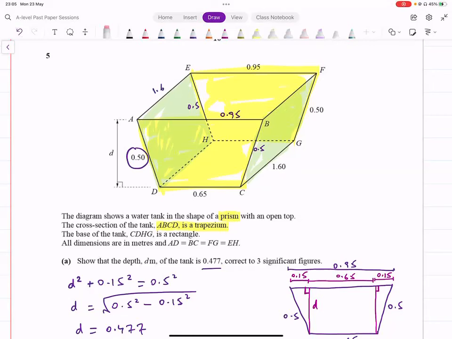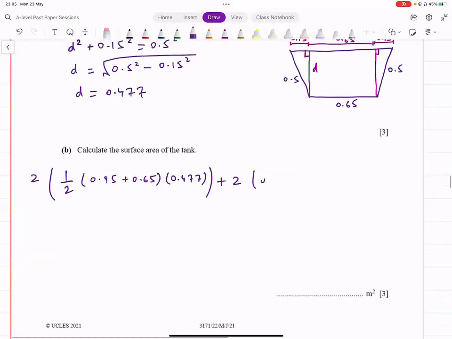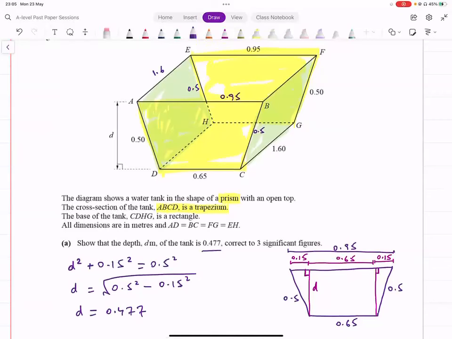आपके पास sides हैं उनकी, दोनों rectangles हैं. 1.6 and 0.5 are the sides. उनके areas निकाल के उसे 2 से multiply कर दें because they're both the same. ठीक है? So let's do that. The rectangles 2 into 0.5 and 1.6. ये दोनों rectangles के areas आगे, जो sides वाले rectangles हैं.